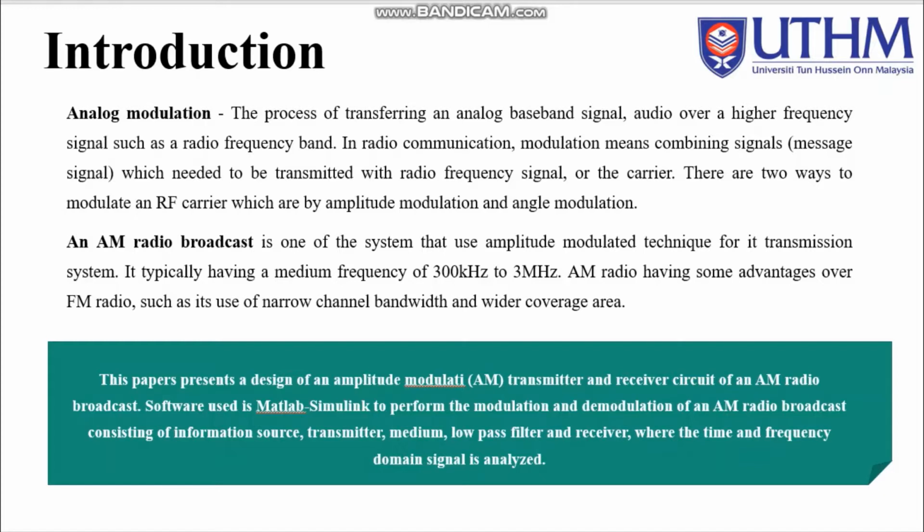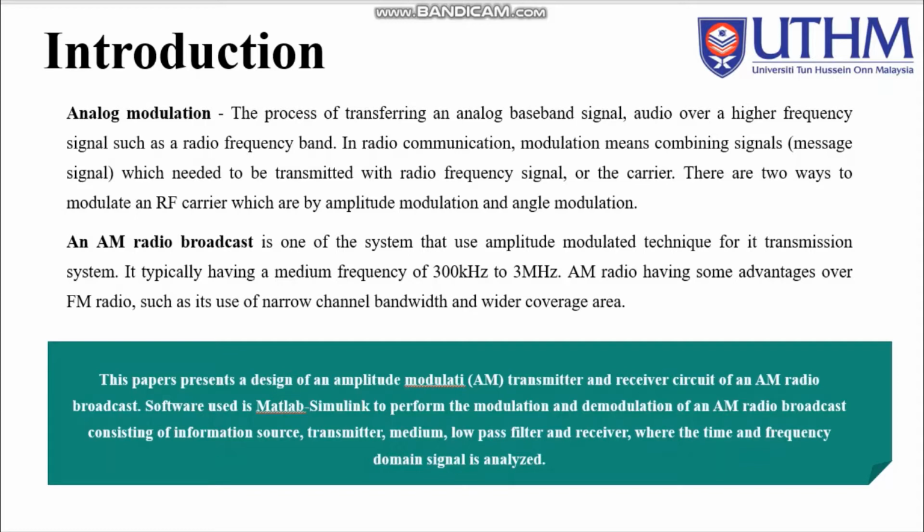There are two ways to modulate an RF carrier, which are amplitude modulation and angle modulation. An AM radio broadcast is one of the systems that use the amplitude modulation technique for its transmission system. It typically has a medium frequency of 300 kHz to 3 MHz. AM radio has some advantages over FM radio, such as its use of narrow channel bandwidth and wider coverage area.